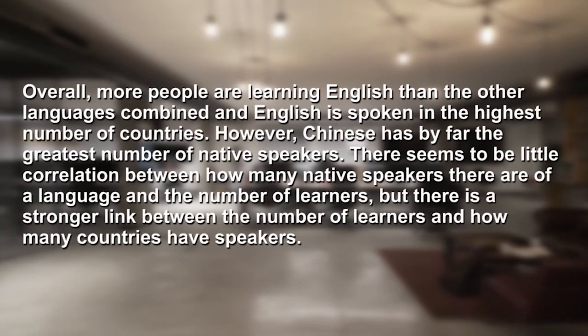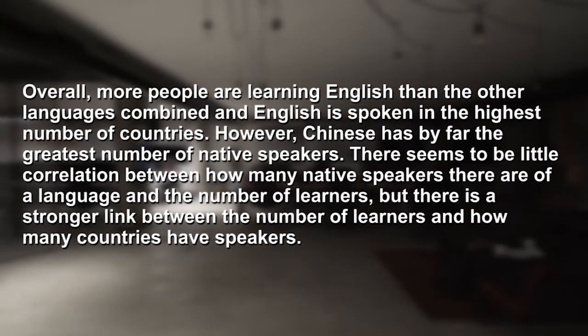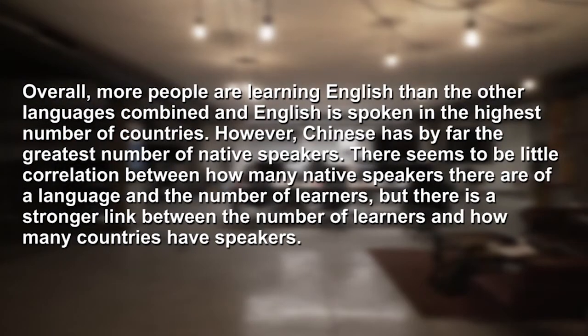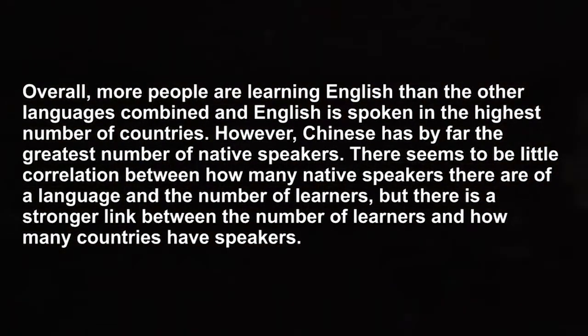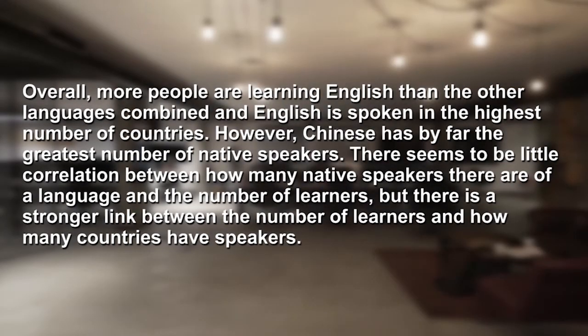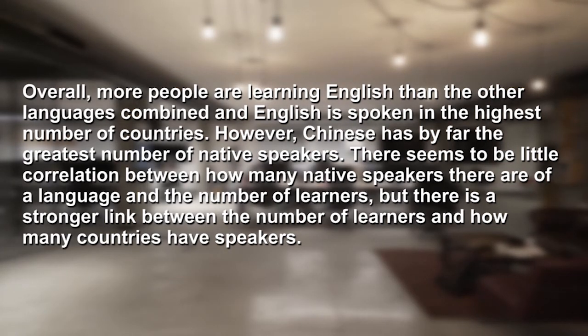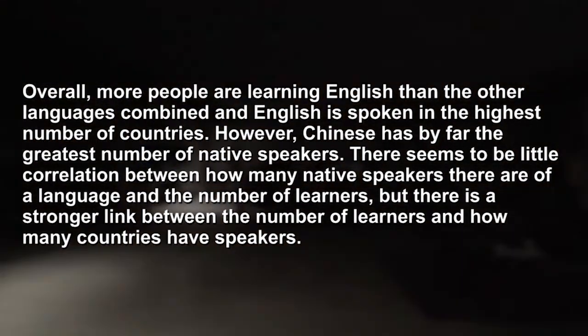Overall, more people are learning English than the other languages combined, and English is spoken in the highest number of countries. However, Chinese has by far the greatest number of native speakers. There seems to be little correlation between how many native speakers there are of a language and the number of learners. But there is a stronger link between the number of learners and how many countries have speakers.